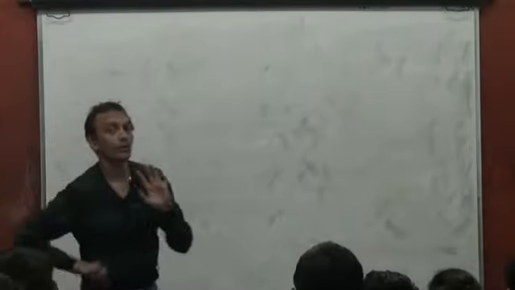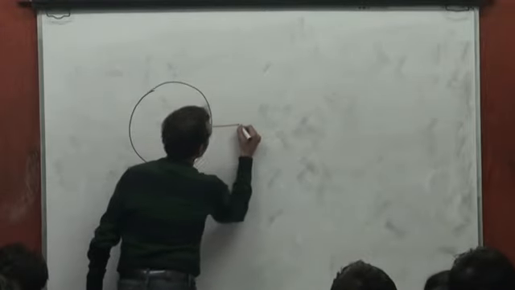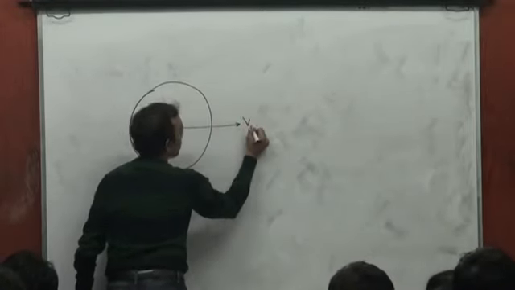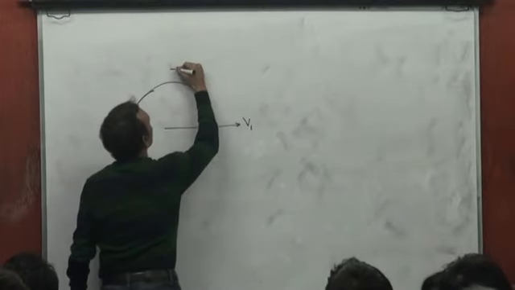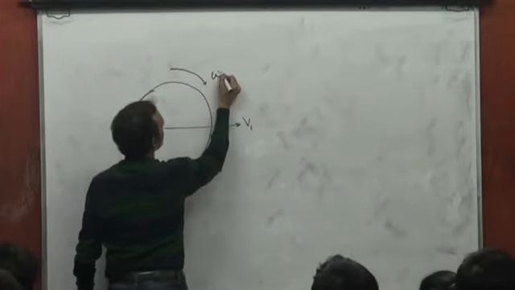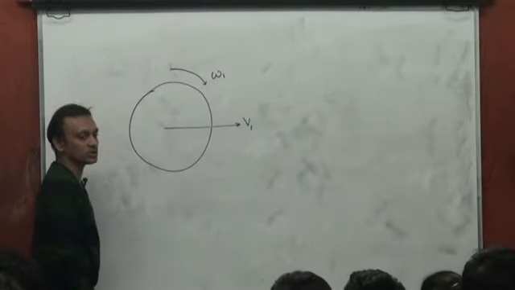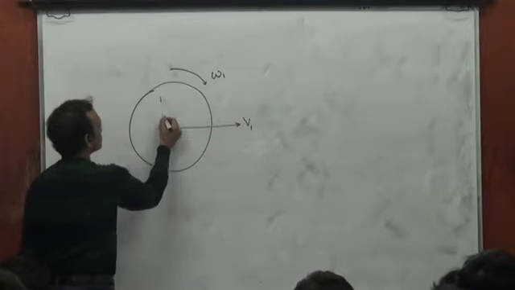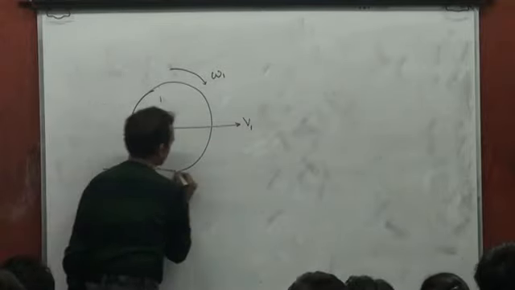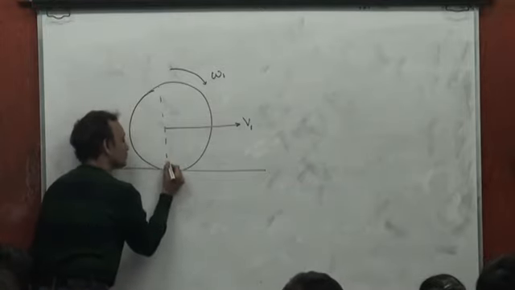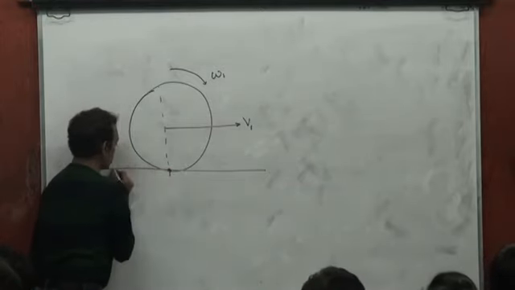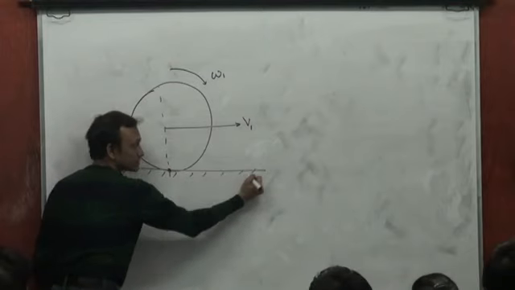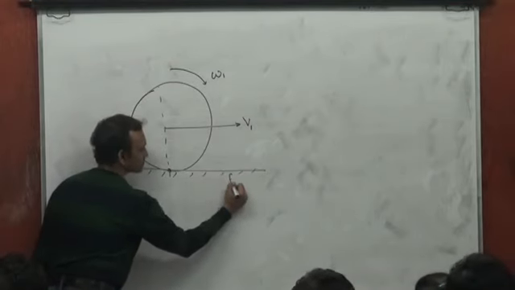Now, say there is a disc. This is a disc and it's in general rigid body motion. Velocity of its center of mass is v1 and angular velocity is omega 1. Now, there is friction on this surface. Right? Surface has friction.